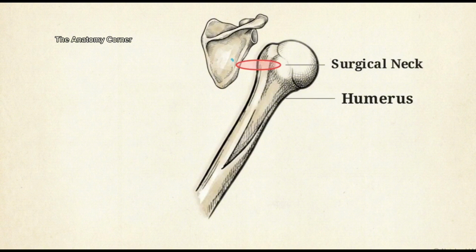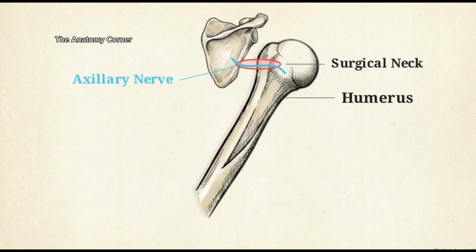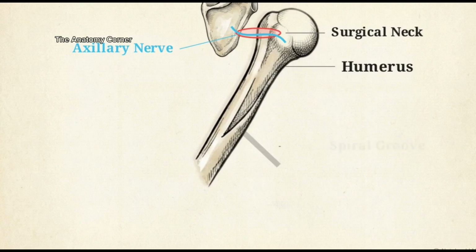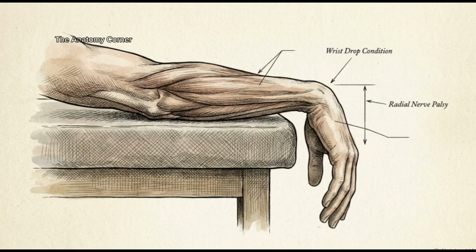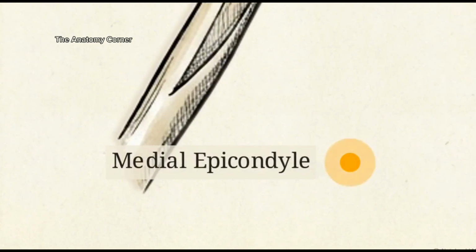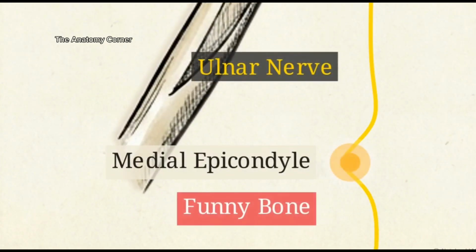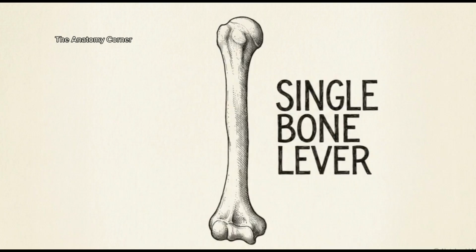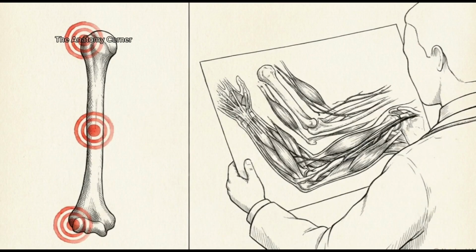Below the head is the surgical neck, a common fracture site where the axillary nerve wraps tightly. Moving down the shaft, we find the spiral groove, which routes the radial nerve. A fracture at the midshaft damages this nerve, resulting in the immediate clinical presentation of wrist drop. At the distal end of the humerus sits the medial epicondyle. This prominence routes the ulnar nerve, creating the vulnerable mechanism commonly referred to as the funny bone. The structural rule for this region is simple: 1 arm, 1 bone, 1 humerus. The physical landscape of this single lever bone acts as a precise topographical map. The location of the fracture predicts the exact nerve palsy you will diagnose in the emergency room.